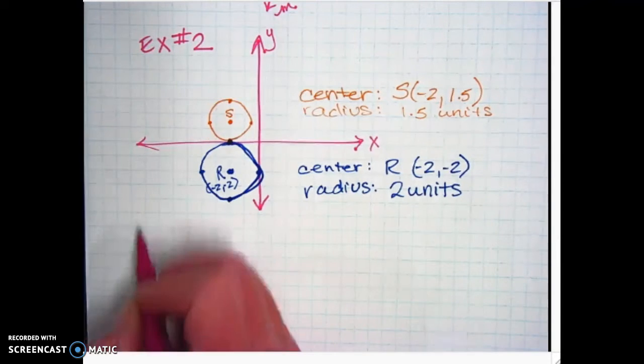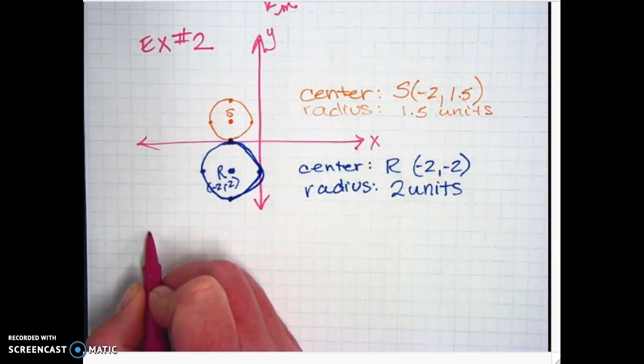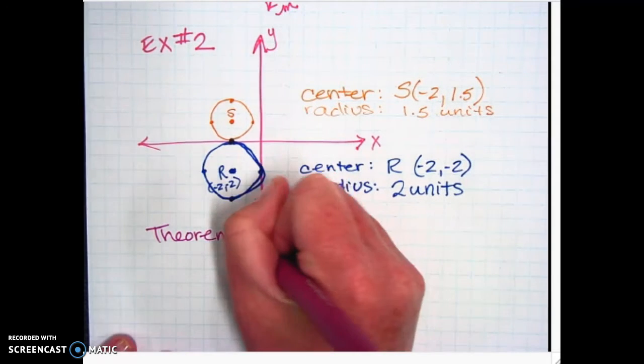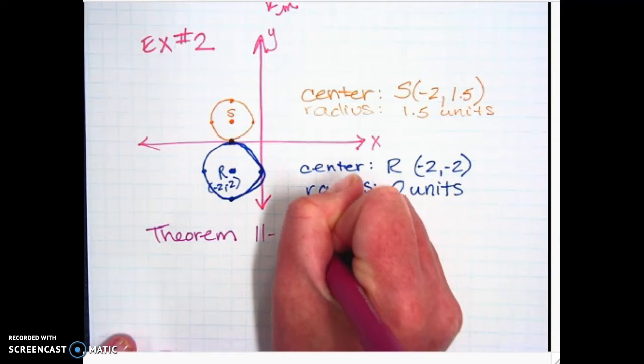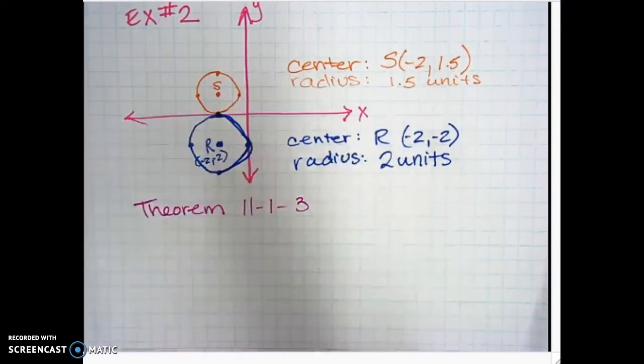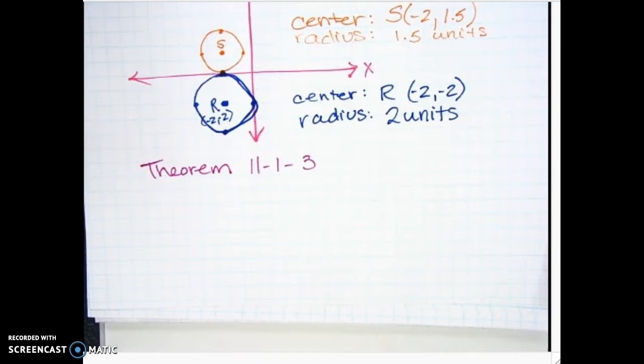All right, now let's talk about our first theorem. Our first theorem has a number, and the number is 11-1-3. We're going to draw a picture for it, but let me read to you first what it says.